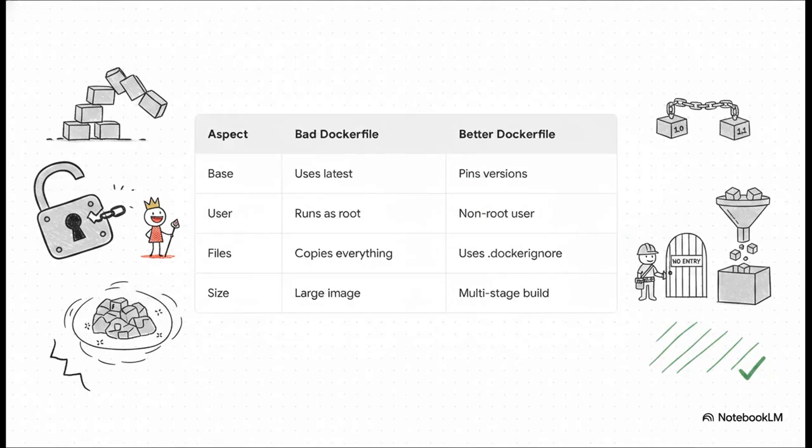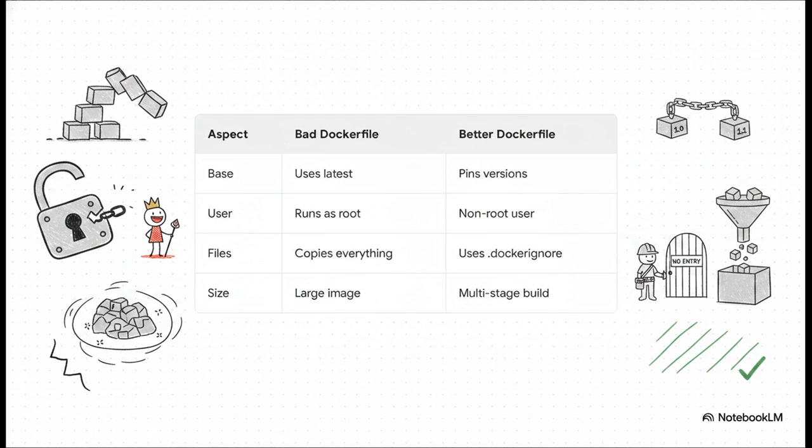Now, what's really interesting about this slide is how clearly it contrasts a lazy deployment with the professional one. Let's say you've got a bad Docker file. It uses the generic latest tag for its base image, which means your app might unexpectedly break if the underlying image suddenly updates. It runs as root, creating a massive security vulnerability. And it just lazily copies every single file in your folder, massively bloating the image size.